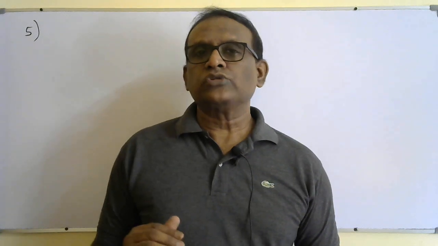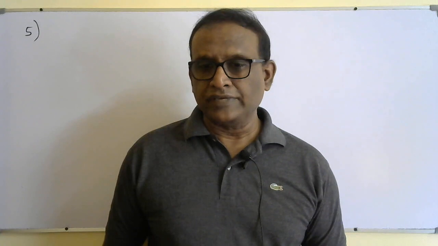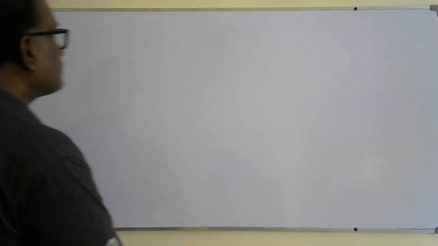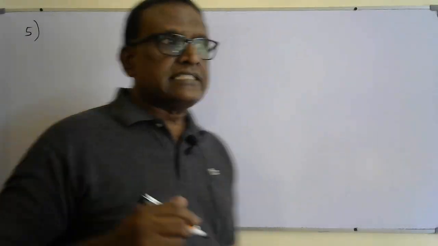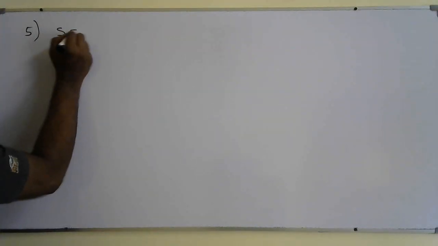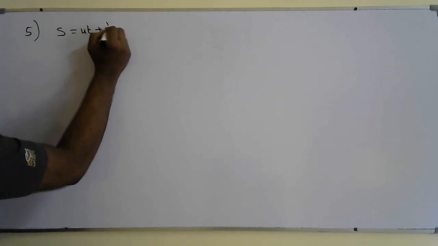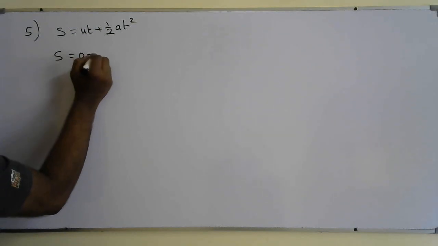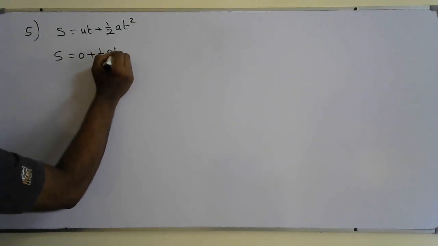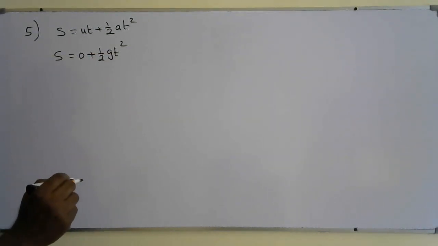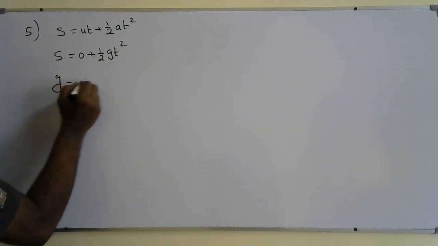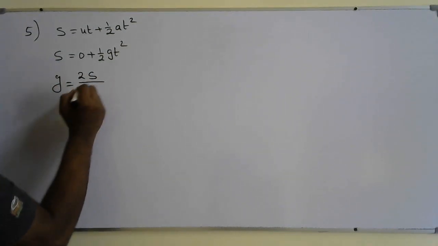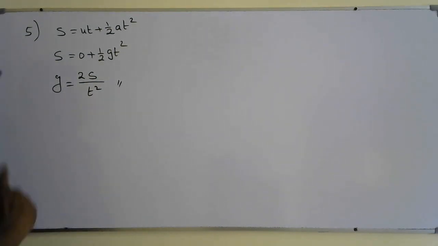We know the student got a larger value than the actual value. The actual value, we know, is 9.81. So the equation we can use when the sphere is dropped is s = ut + ½at². It's dropped from rest, so u will be equal to 0. So I can say s = 0 + ½gt². So the value of g is equal to 2s over t². He would have used this equation.